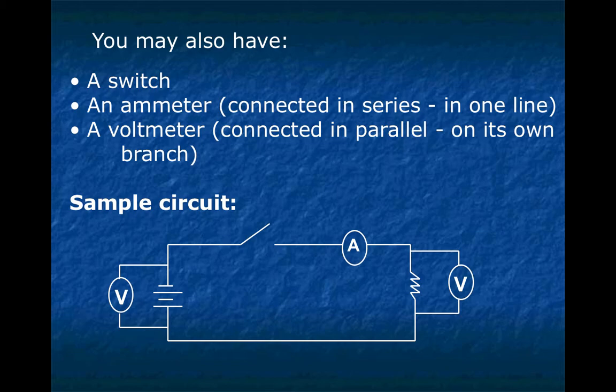You have a resistor, which is that squiggly line over on the right-hand side. There's a voltmeter connected around the resistor in its own branch, right, connected in parallel. And then you have a voltmeter connected around the battery over on the left.